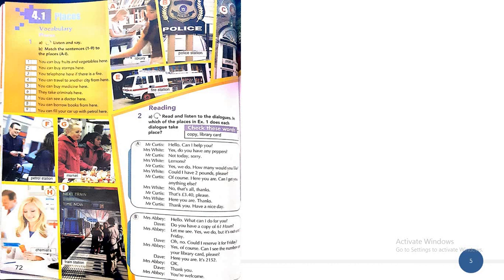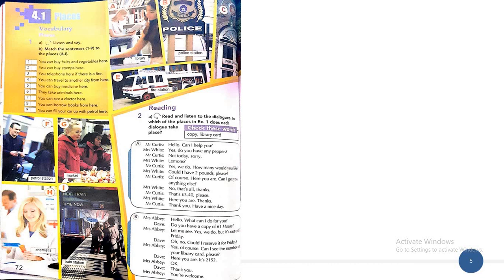F. Petrol station. G. Market. H. Chemist. I. Train station.